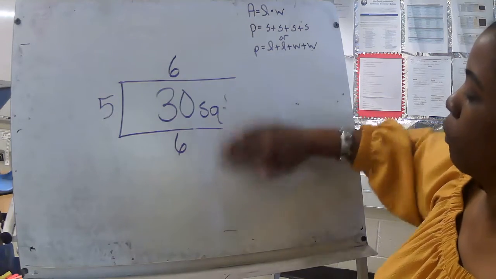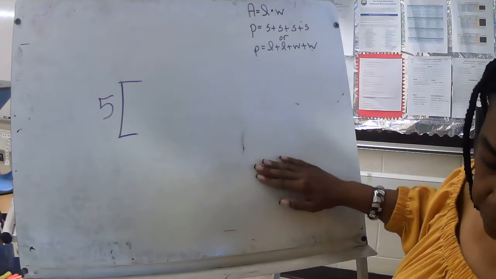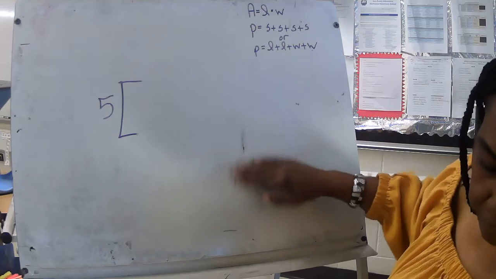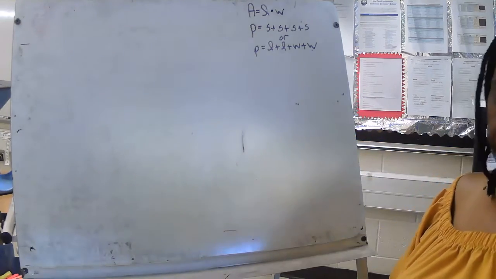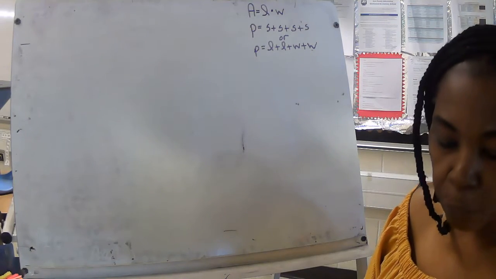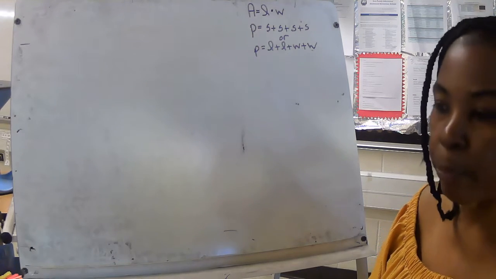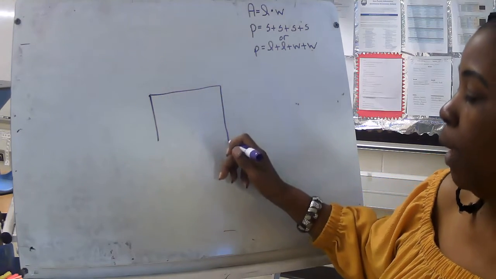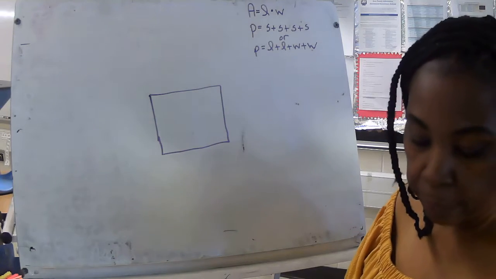Okay, so now we're going to go to another one. Let's look at number 3. Number 3 says the perimeter of a square room is 1,000 feet. If the width is 250 feet, what is the length? Okay, so it says the perimeter of a square room. It told us the shape. It's a square room. So we know all sides on the square are congruent. That means they're equal, or they're the same.